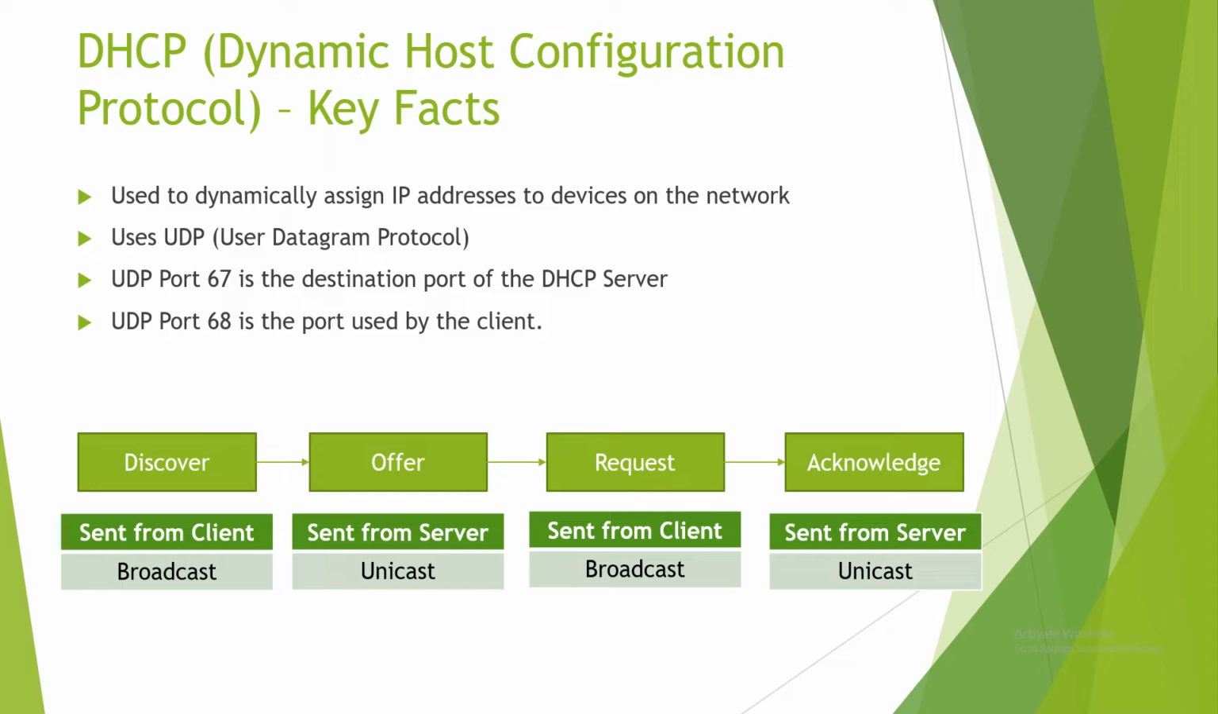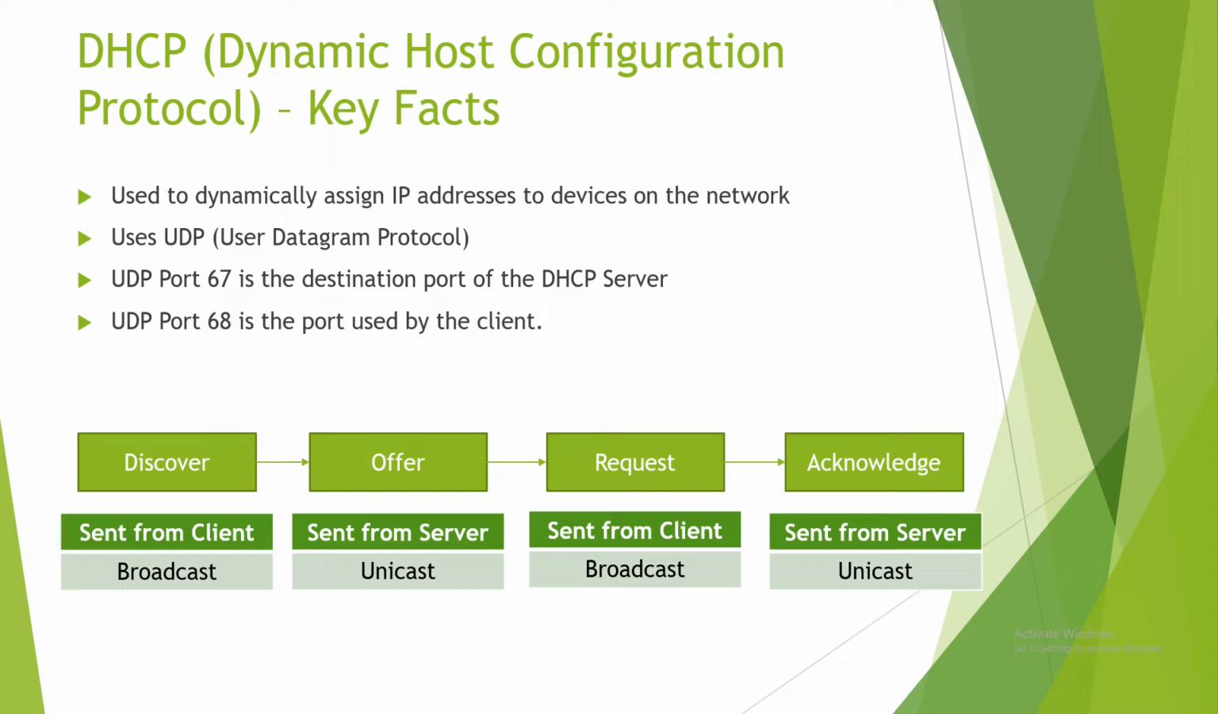UDP port 67 is the destination port of the DHCP server, while UDP port 68 is the port used by the client. There are actually five main stages of DHCP, which includes the release state, but we'll be talking about the four most important ones over here: the discover, offer, request, and acknowledge.